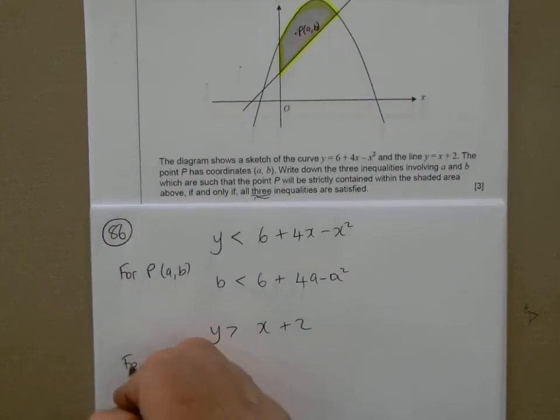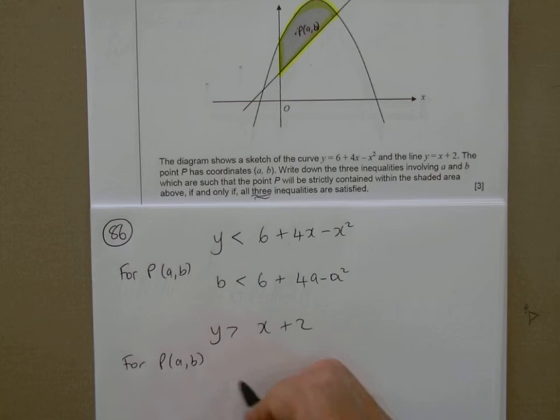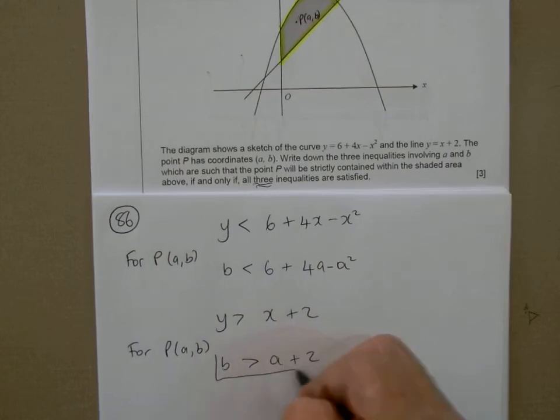So therefore, for our general point P, (A, B), we're going to have B for y. We want that to be greater than x plus 2. So our x value is A. So we want our inequality to be like that. So we've got two inequalities so far.